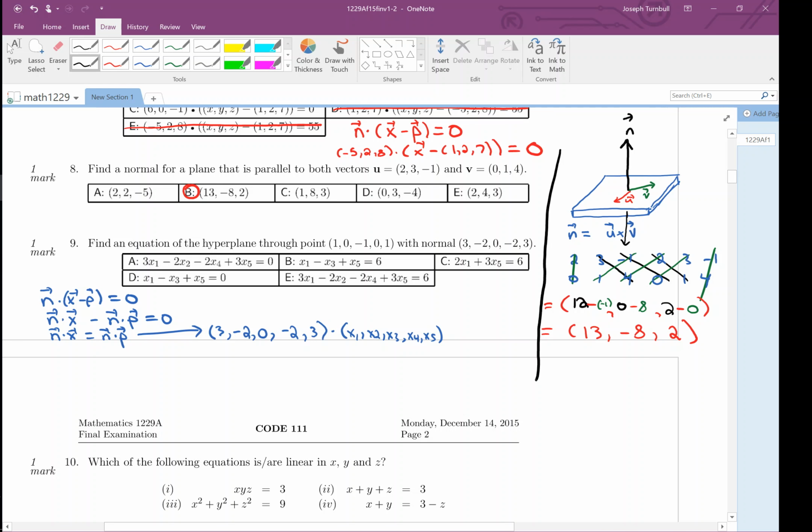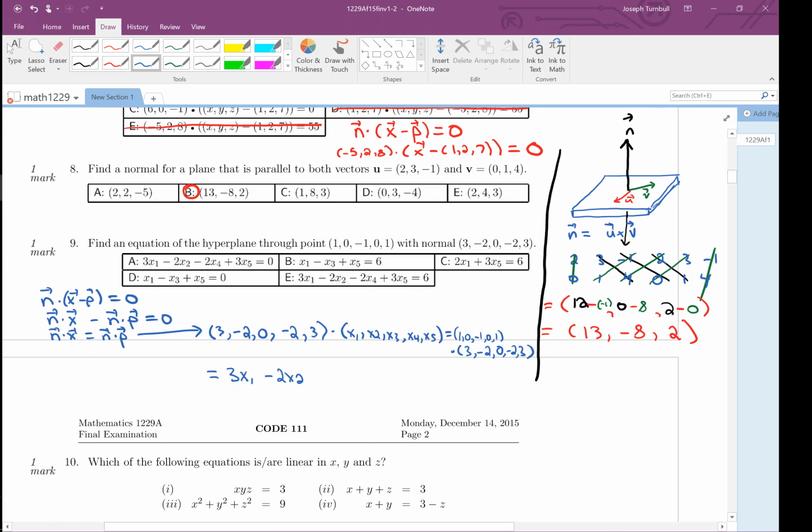I'll put a barrier here. Okay, equals, and then n dot p. So our normal dot our point. 1, 0, negative 1, 0, 1, dotted with 3, negative 2, 0, negative 2, 3. Okay, so we're going to have 3x1 minus 2x2 plus 0x3.